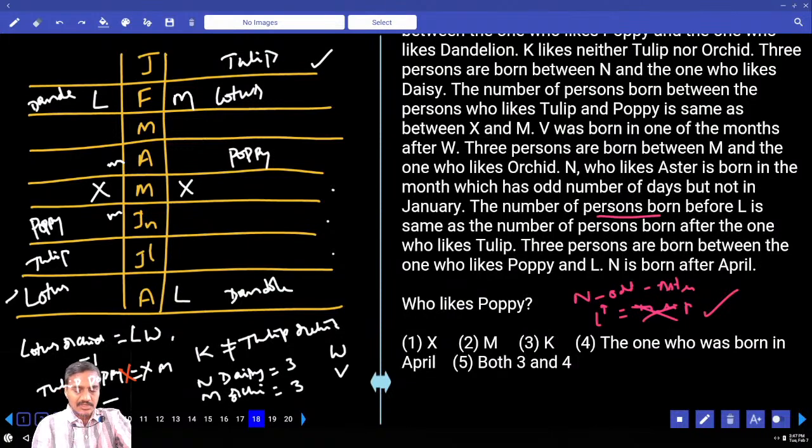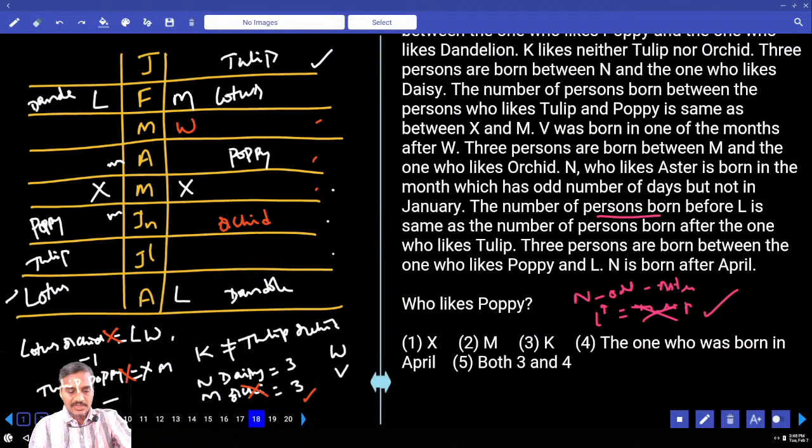And next one, N and Daisy there must be exactly 3 people. M and orchid there must be exactly 3 people, right? M and orchid. 1, 2, 3, and the one who likes orchid is here. Orchid is done. And if orchid is here, and lotus and orchid is 1 lesser than L and W, first information. And how many people are between lotus and orchid? 3. If 3, then 3 is 1 lesser than L and W. Hence between L and W there are 4 persons. Hence 1, 2, 3, 4, W must be in the month of March. Does it fit or not? Now we have done with this information as well.